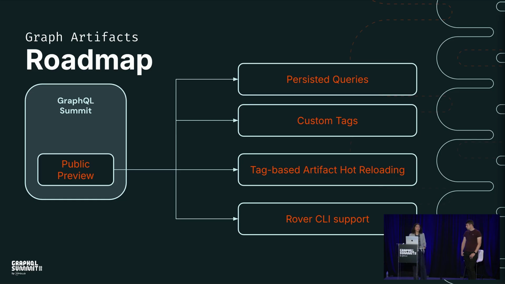This could let you do things like, okay, I have a development tag that I use that's just for me. Or I have a QA tag that tells QA, okay, just have your router point at the QA tag, and that's currently what's under test.